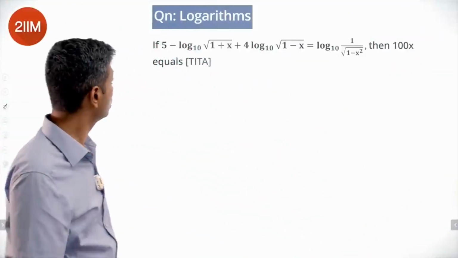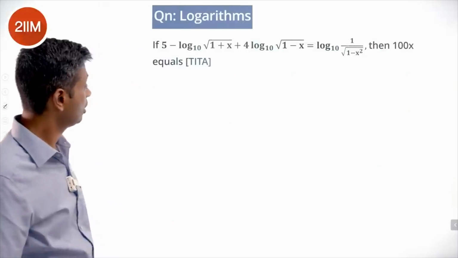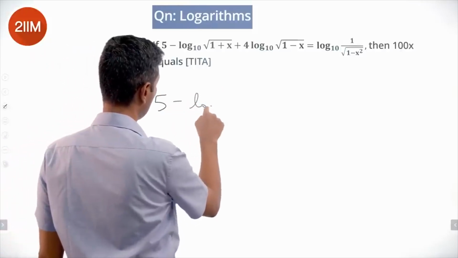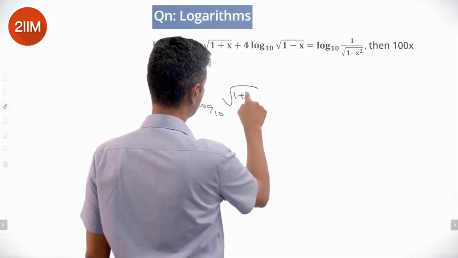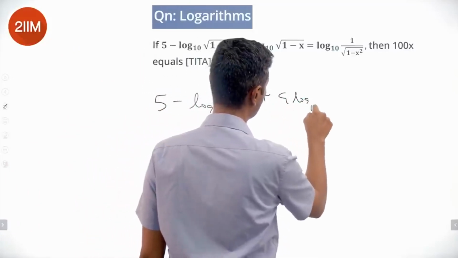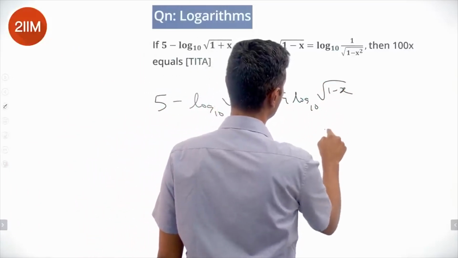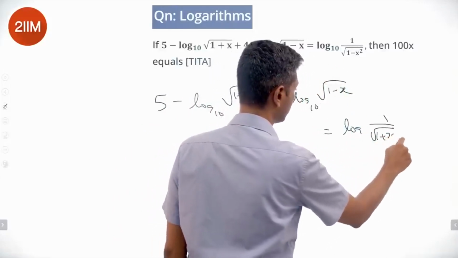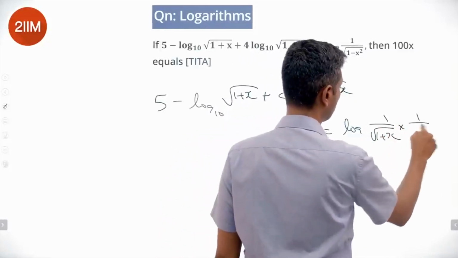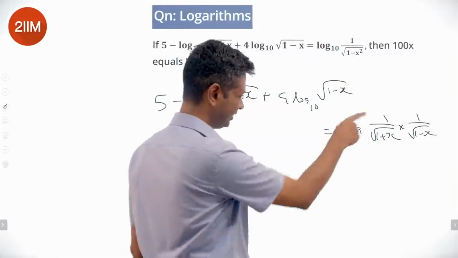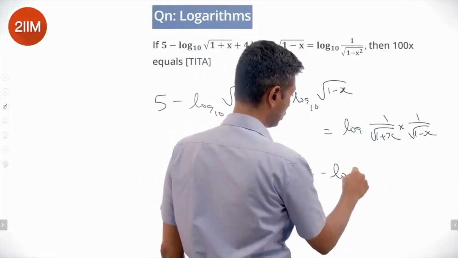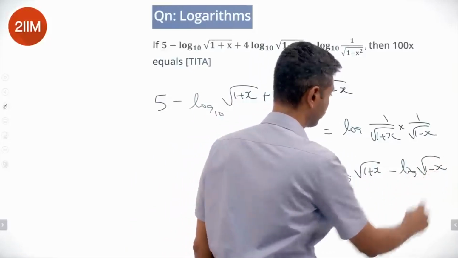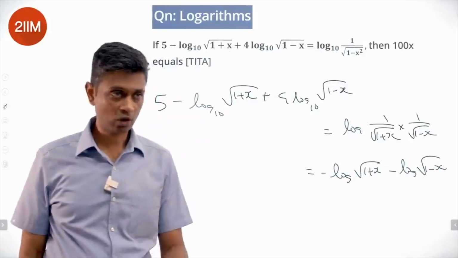5 minus log of square root of 1 plus x to the base 10 plus 4 log of 1 minus x to the base 10 equals that. So 5 minus log to the base 10 of square root of 1 plus x plus 4 log to the base 10 of square root of 1 minus x equals, this can be broken as log of 1 by square root of 1 plus x into 1 by square root of 1 minus x. Or this side is minus log of square root of 1 plus x minus log of square root of 1 minus x. Log AB is log A plus log B.